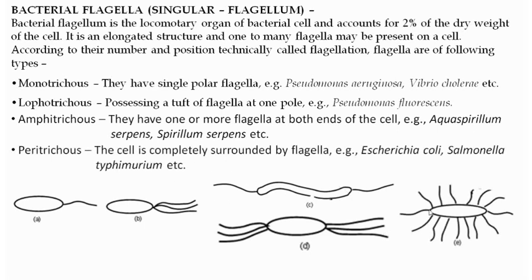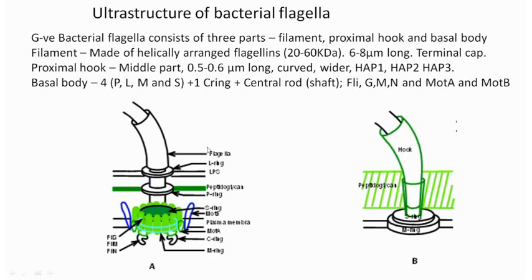Now let us see the ultrastructure of the flagellum. Here is the gram-negative flagellum, and this one is the gram-positive flagellum. We will talk more about gram-negative because it has been described the most. Gram-positive flagella are also described, but they are very simple compared to the gram-negative one. The gram-negative cell envelope comprises the plasma membrane, the periplasmic space, the peptidoglycan layer, and the outer membrane layer, which also contains the lipopolysaccharide layer.